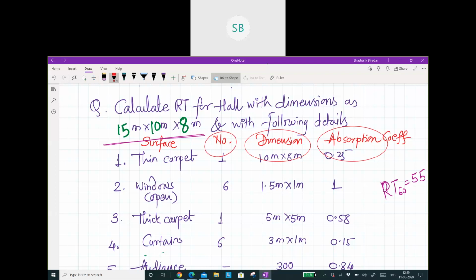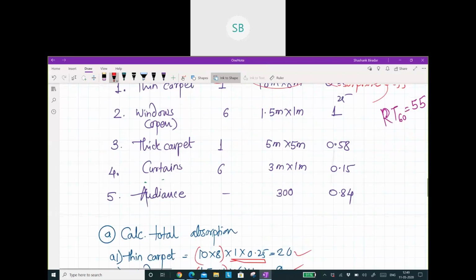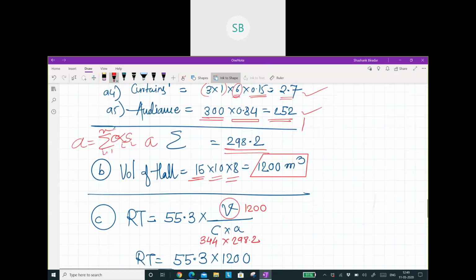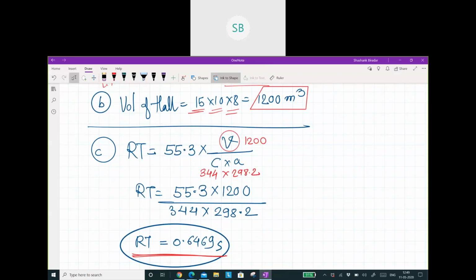Okay, so all factors you need to multiply and then add all such factors to compute total absorption, this A, which is nothing but summation of alpha I, where I goes from 1 to n. Okay, so n constants are there, then you can go for this one. So finally you need to compute the volume and then put all these values to calculate the reverberation time. Okay, understood? So this is very, very simple.